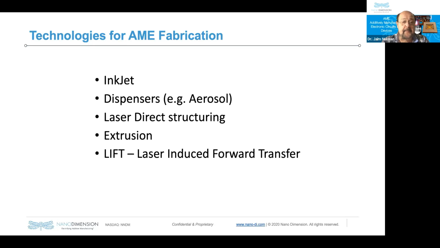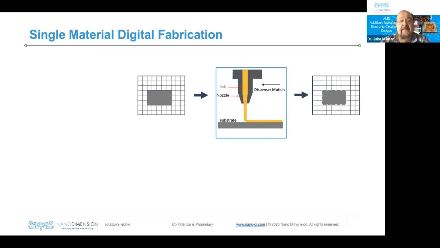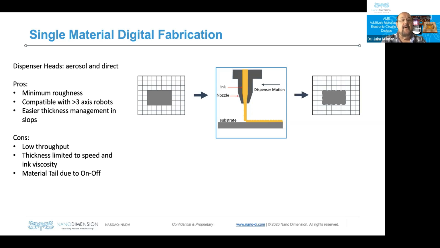We can see systems that may have inkjet and LIFT, or aerosol and LIFT, or a combination of more than one or two technologies. So the single material digital fabrication, typically done with aerosol or dispensers, you have your digital print file, and you direct the ink or the nozzle to deposit the material on the substrate per pixels, and you get a picture that has dots per the deposition, and you connect them. This process has probably the minimum roughness, a relatively smooth surface compared to others, and is compatible with 3-axis robots, so it allows creating very popular antennas on any surface, sometimes a curve, a dome, and things like that.